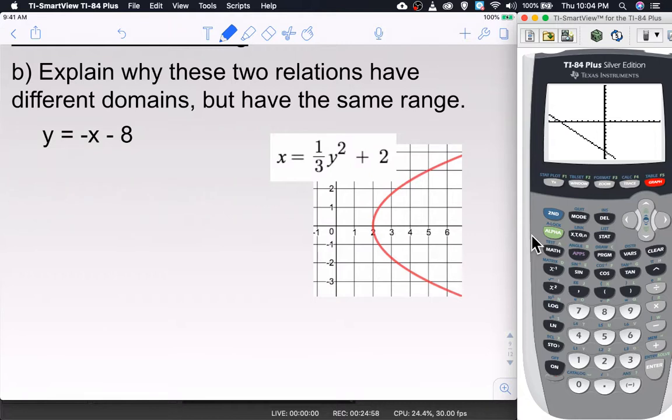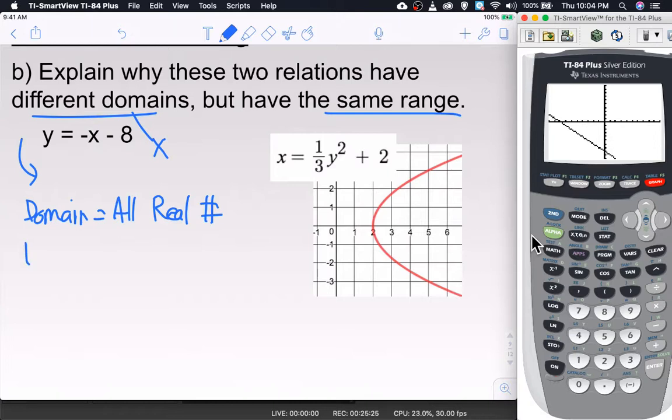Letter B. Explain why these two relations have different domains, but they have the same range. So it's saying their sets of x values are different. This one, the domain is all real numbers, and the range is all real numbers. So this is that linear function. In fact, I still have it here graphed. This will go through every x value left and right and every y value up and down.